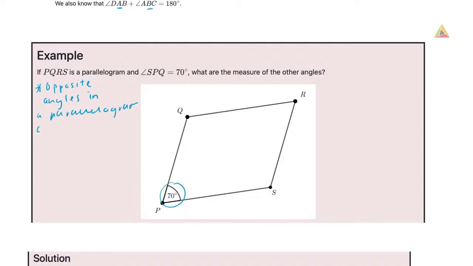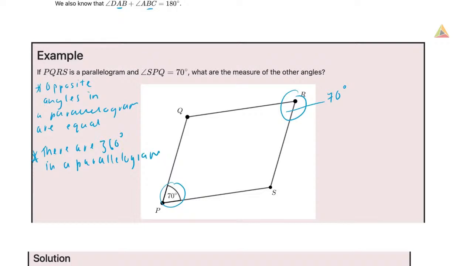So based on that rule, if we look at the angle P, it is opposite the angle R, so that must mean that this angle here is also 70 degrees. Now the other thing I want to write down here is that there are 360 degrees in a parallelogram, and I'll just show you in a minute how you can prove that.